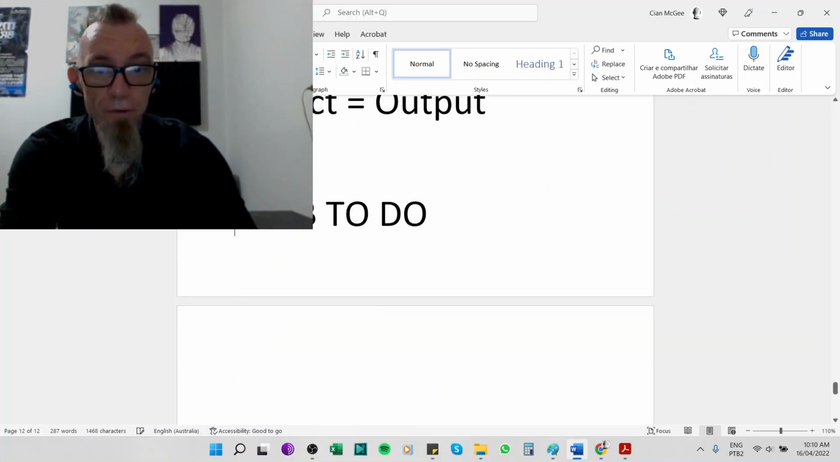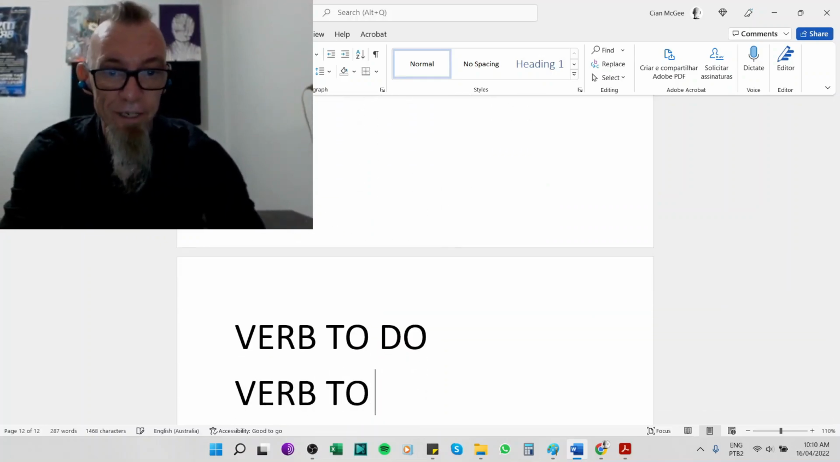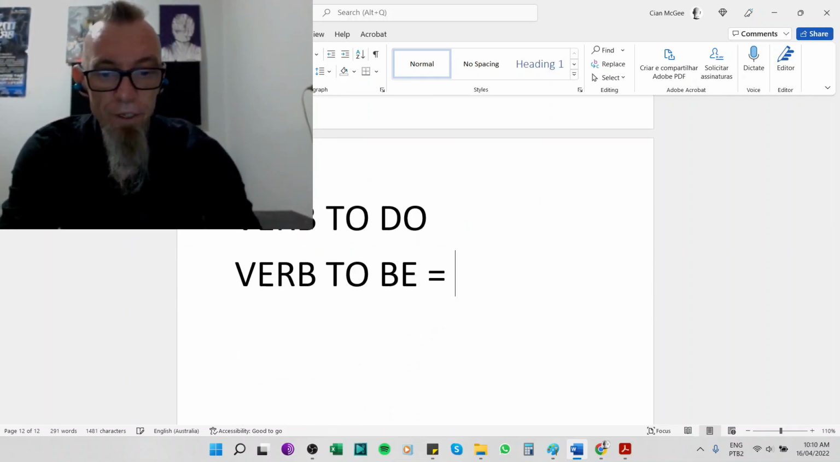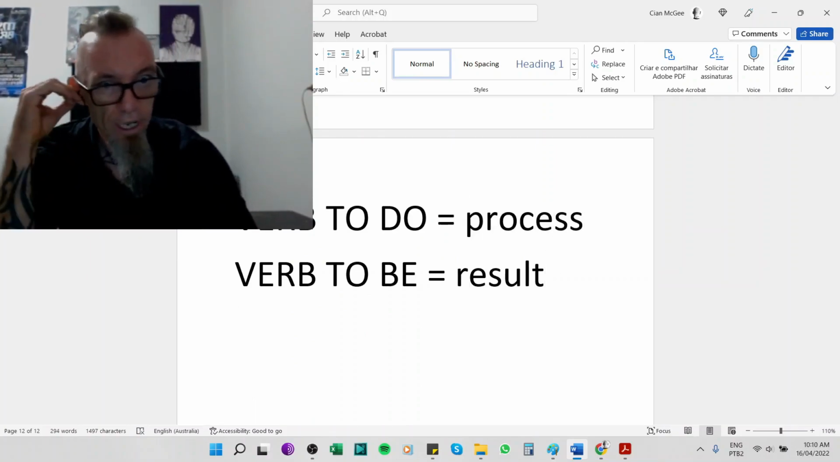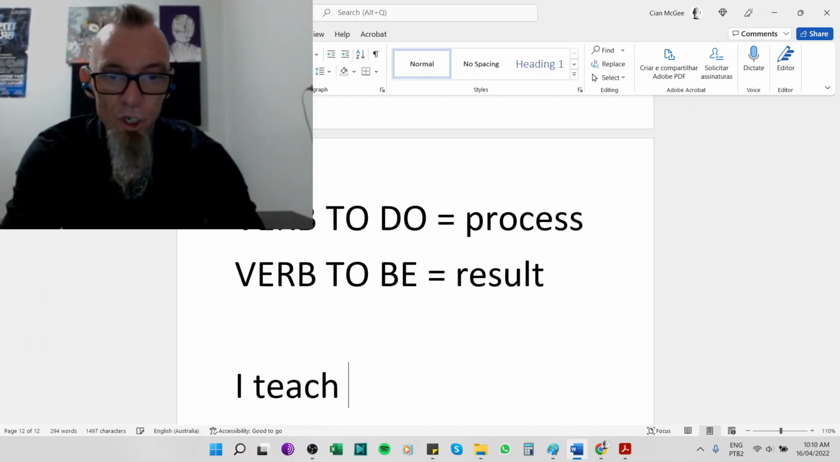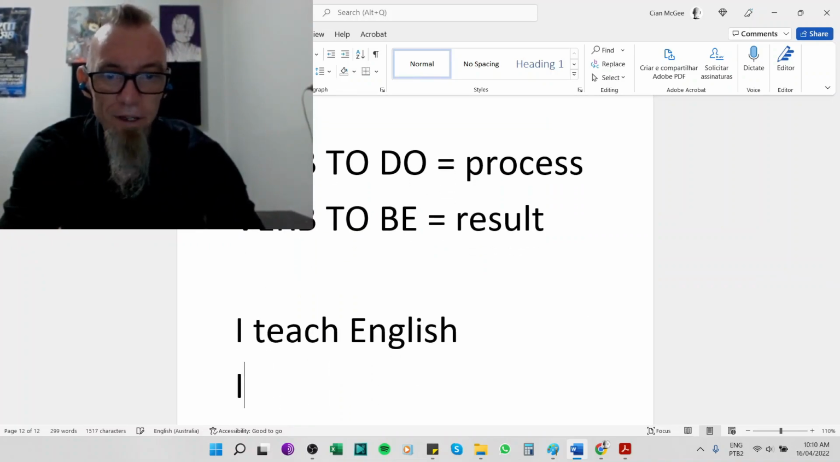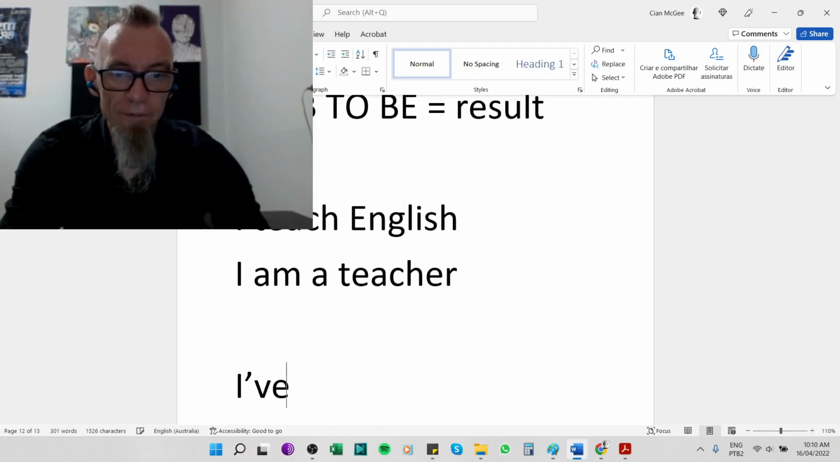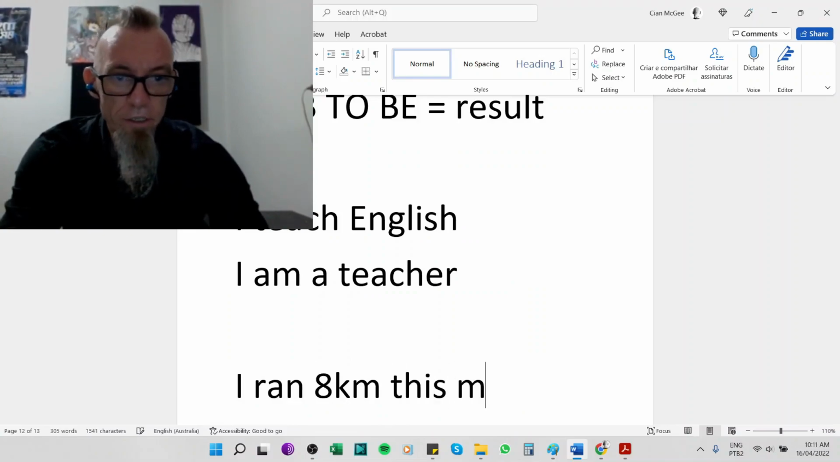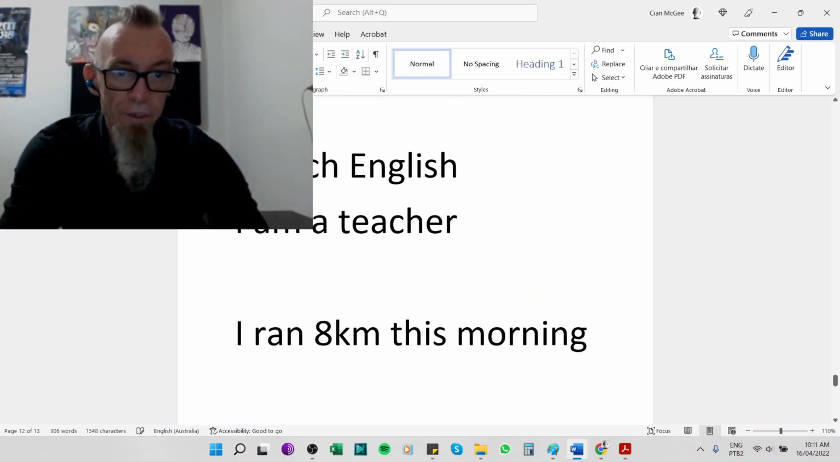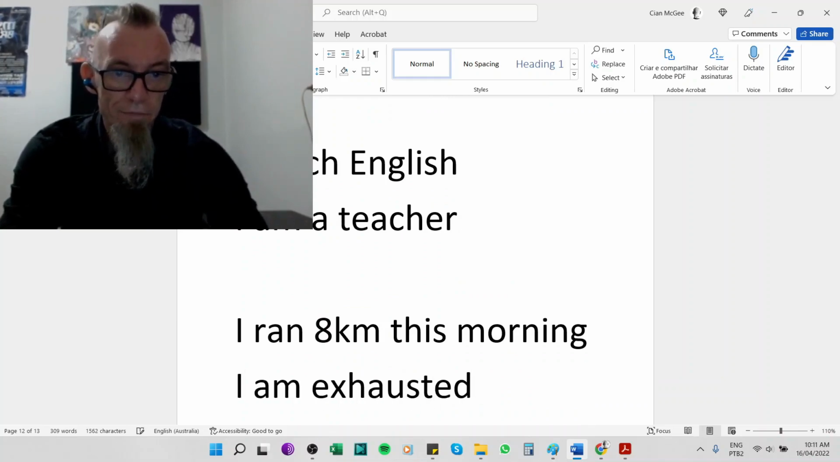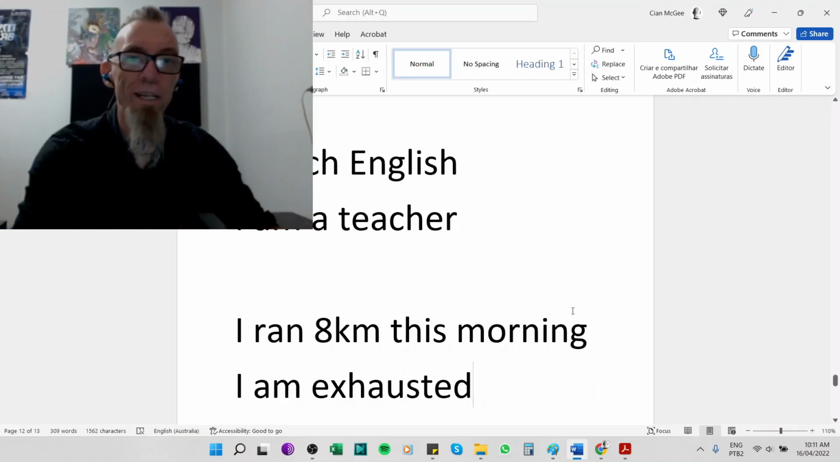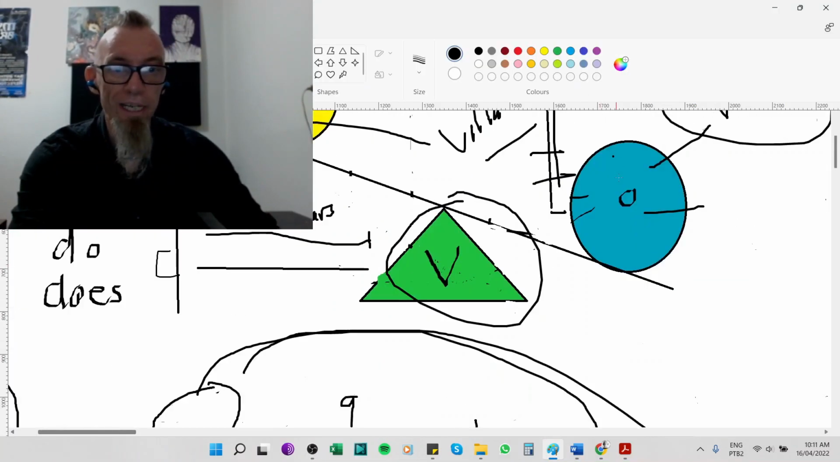So if we look at verb to be, and verb to do. Remember, what's the difference between verb to be and verb to do? I say this in nearly every video. Verb to be equals the result, and verb to do equals the process. I don't care what your fancy grammar names are for it, but verb to do is always a process. I teach English. The result of that is I am a teacher, or I am an English teacher. Or I ran 8 kilometers this morning. That's the process. What's the result of that? I am exhausted. That's the result. Verb to be is always the result of verb to do, but verb to do explains things.